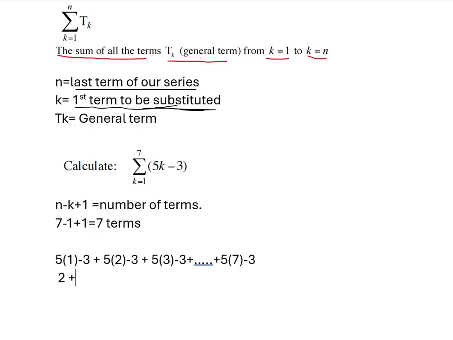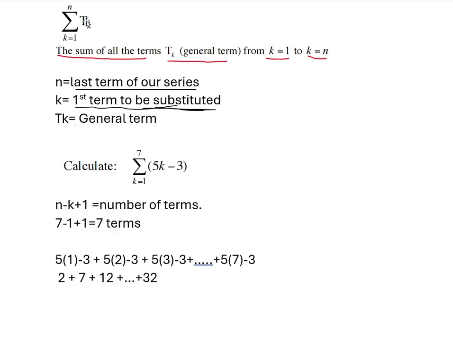Then you simplify. 5 times 1 minus 3, you get 2. Then plus 5 times 2 is 10 minus 3, you get 7. Then you come again. 5 times 3 is 15 minus 3, you get 12. Then I skip here. Then 5 times 7 is 35. Then 35 minus 3, you get 32. So this is our pattern.